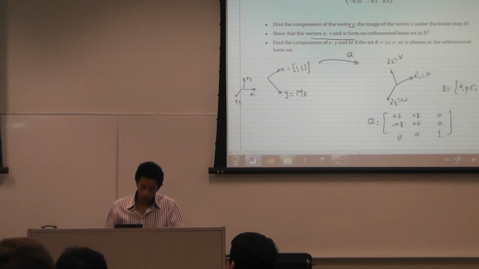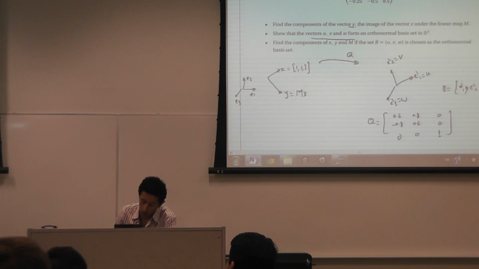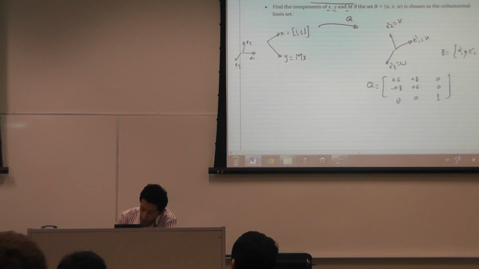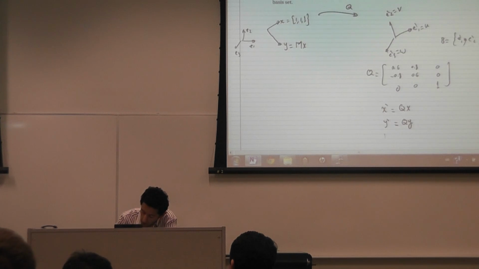So now we need to find x, y, and M in the new coordinate system. What's x if I choose e1, e2, and e3, and what's y and what's M? The new x prime will be equal to Q multiplied by x. The new y prime will be equal to Q multiplied by y. The new M prime will be equal to Q multiplied by M by Q transpose.